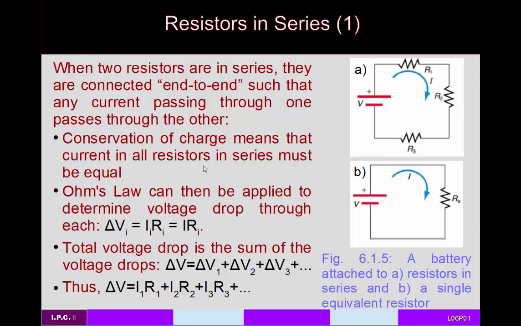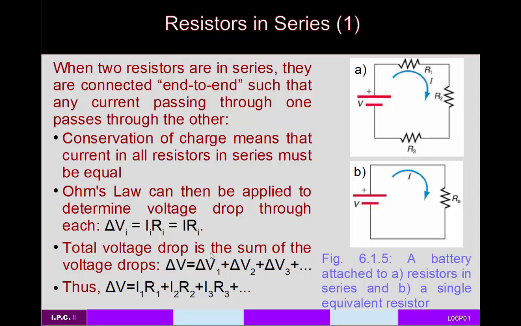This means that we can now use Ohm's law across each individual resistor to figure out what the voltage drop is. Delta V sub i is the voltage drop across a given resistor, and that is the current through that resistor times the resistance of that resistor. And since the current is the same for all three, we can just write this as I R sub i. So the voltage drop here is I times R1, here it's I times R2, here it's I times R3.